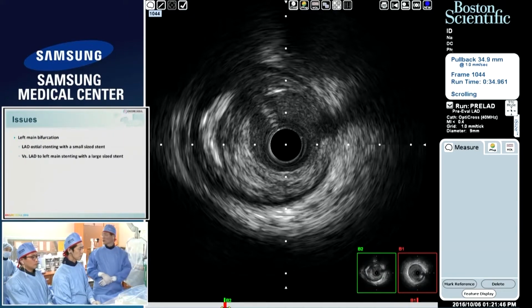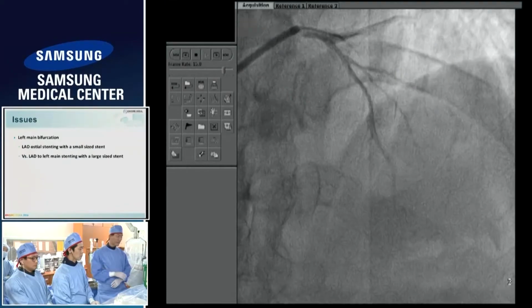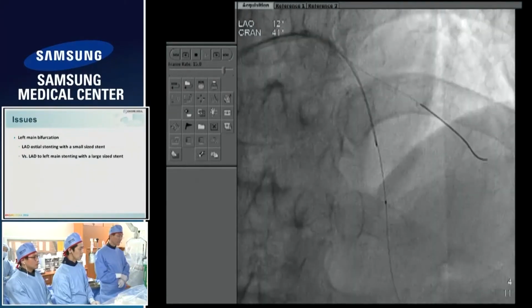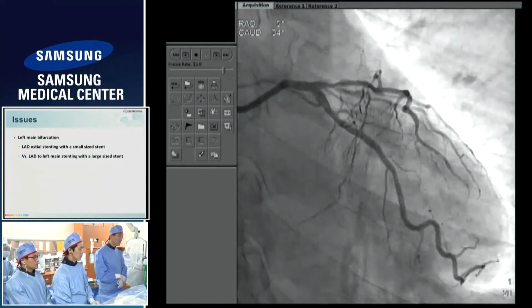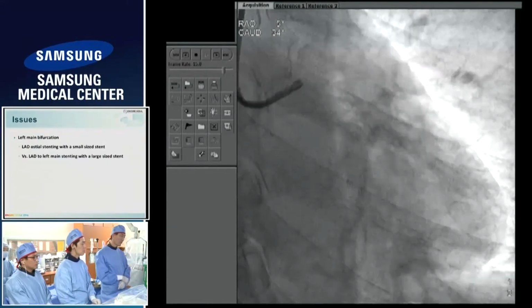Angiogram on the screen, please. Epicaudal. Any comments from the panel? I think I would cross over to the left main. Crossover.